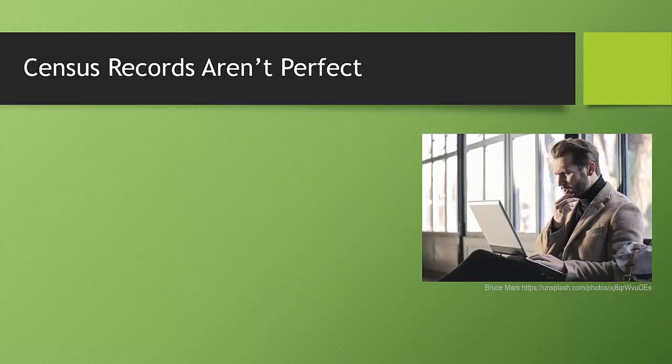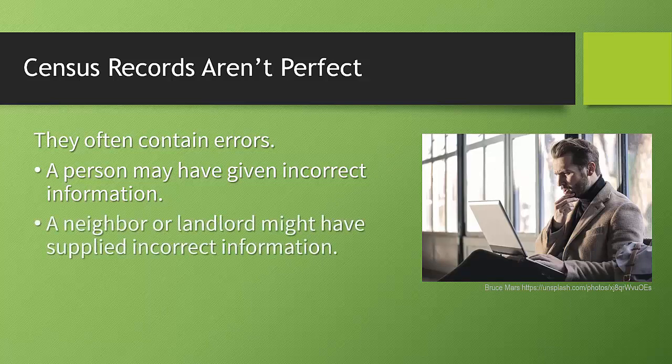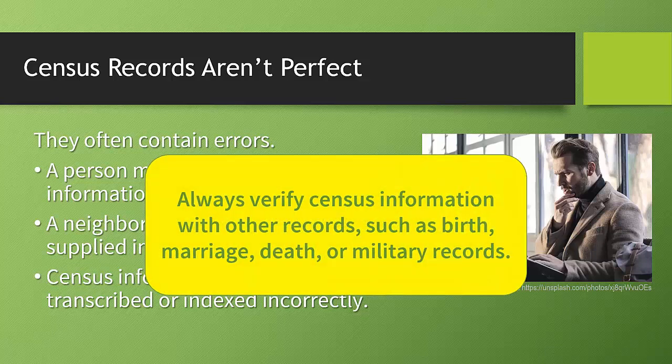Census records are helpful, but it's important to realize that they aren't perfect, and they often contain errors. For example, a person may have given incorrect information about themselves or a family member, either unintentionally or intentionally. A neighbor or landlord might have supplied incorrect information. And census information may have been transcribed or indexed incorrectly. Always verify census information with other records, such as birth, marriage, death, or military records.